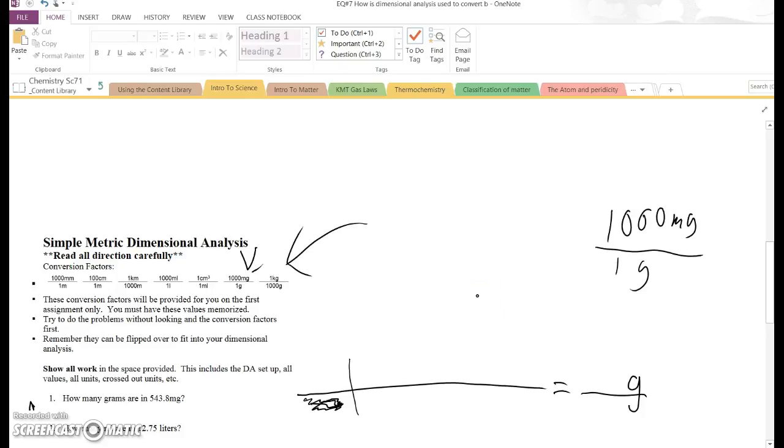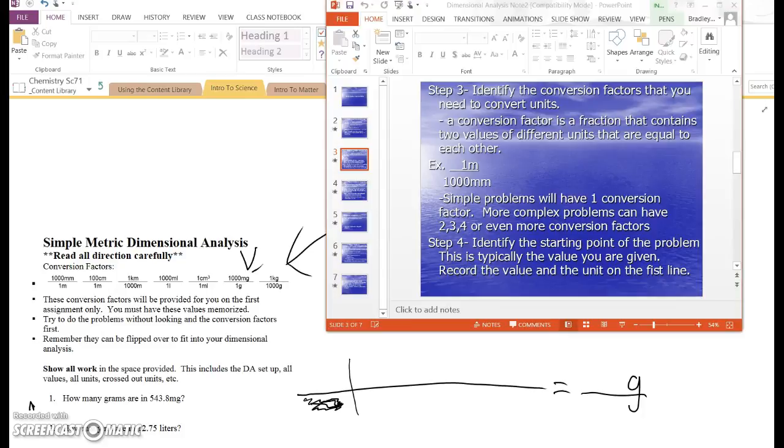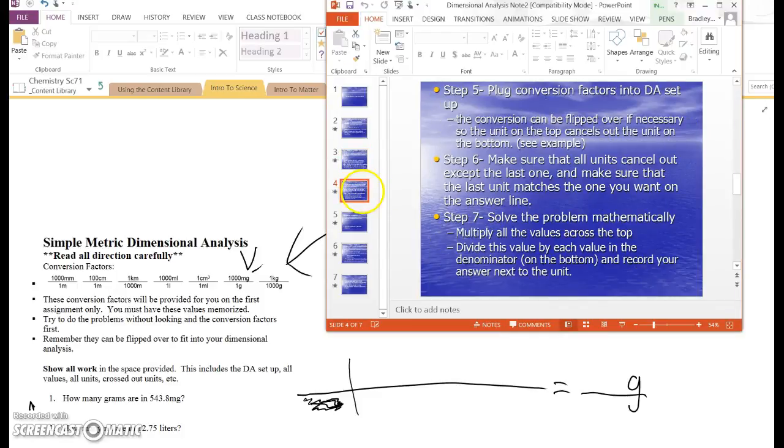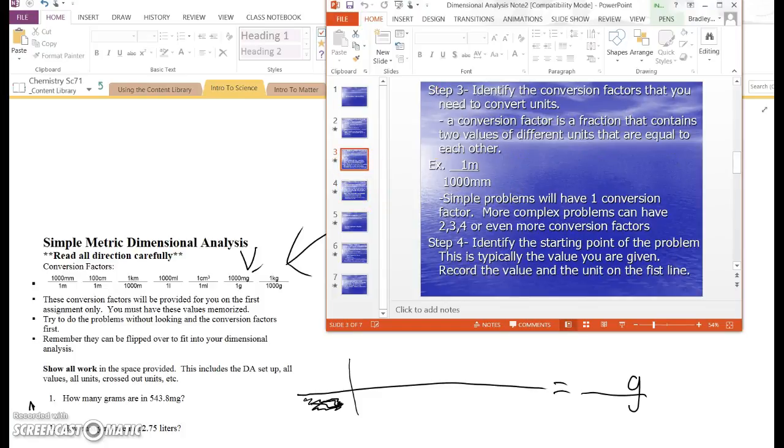All right, so I look back at my notes. My next step is to... Where's step 4? That's interesting. Identify the starting point of the problem. The starting point of the problem is going to be your given.